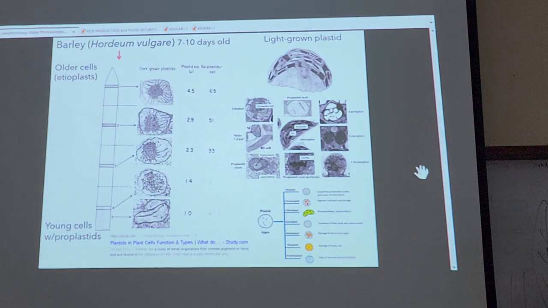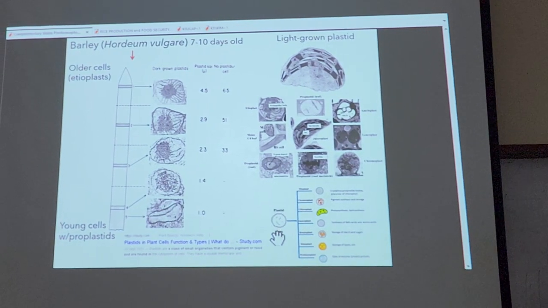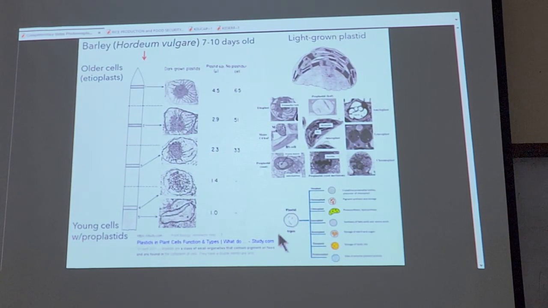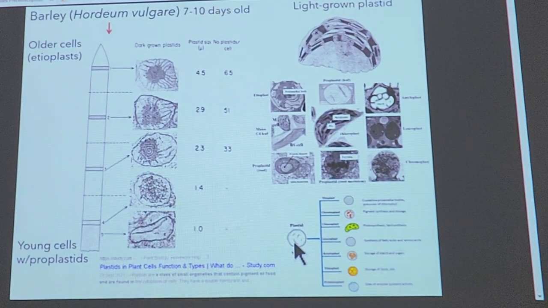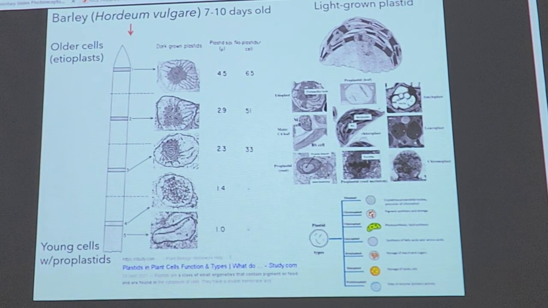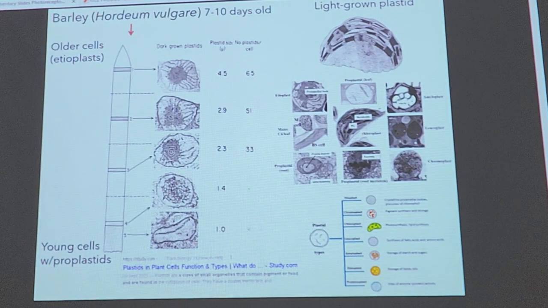I'm not going to go deeper into chloroplast biosynthesis, but it's good for you to know that it all starts from a meristematic cell like this that we call a proplastid. Plastid means any organelle, any structure in the cells that can either synthesize or store food, or they can do both. That's why the nucleus is not called a plastid.